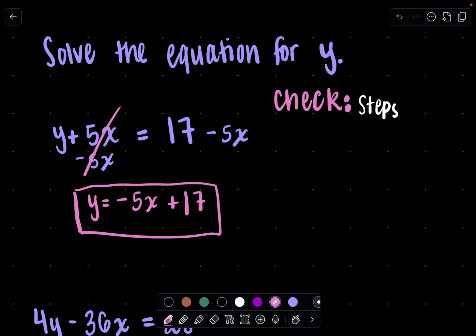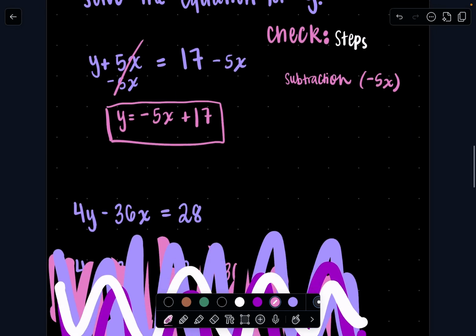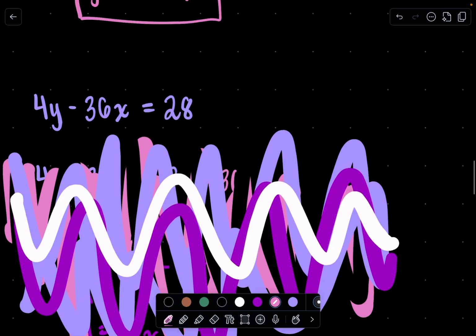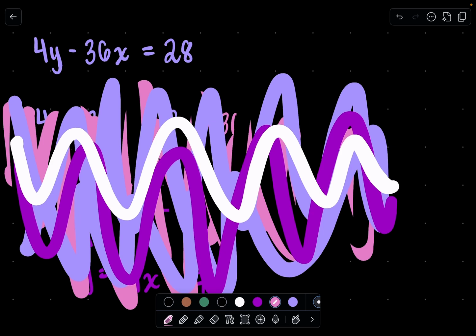So what step did I do? I undid the 5x by using the subtraction property of equality. So I'm just going to abbreviate that with just subtraction, minus 5x. Okay, please pause the video, and I want you to solve in terms of y. We have 4y minus 36x equals 28. Again, pause the video, and in just a bit, I'm going to reveal the answer.